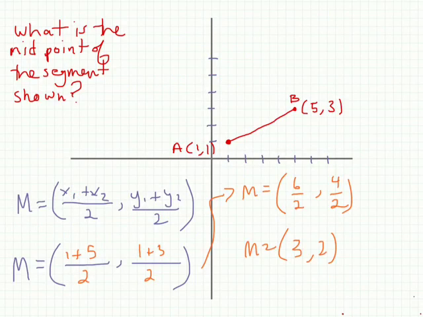And again, let's graph this. So 1, 2, 3, 1, 2. And you can see that the orange dot that I've placed is the midpoint of A and B.